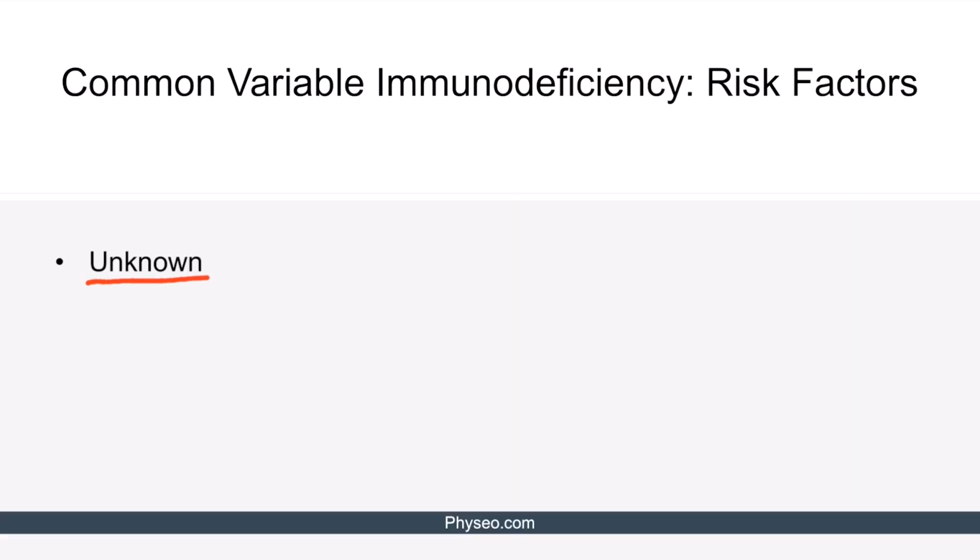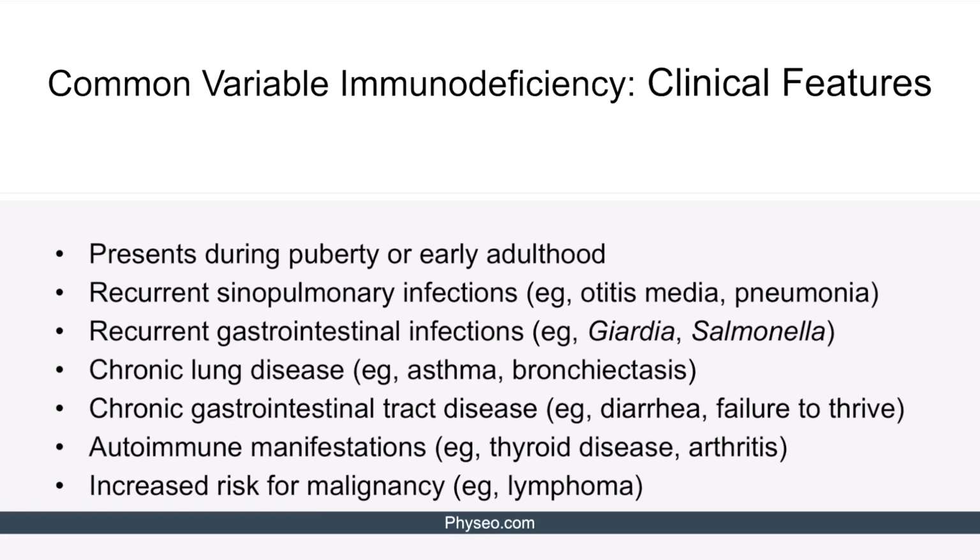To this day, there are no known risk factors for common variable immunodeficiency, as its etiology remains largely unknown. The condition usually presents either during puberty or early adulthood. Similar to X-linked agammaglobulinemia, these patients suffer from recurrent sinopulmonary infections, such as otitis media and pneumonia, and recurrent gastrointestinal infections, often caused by either Giardia or Salmonella.